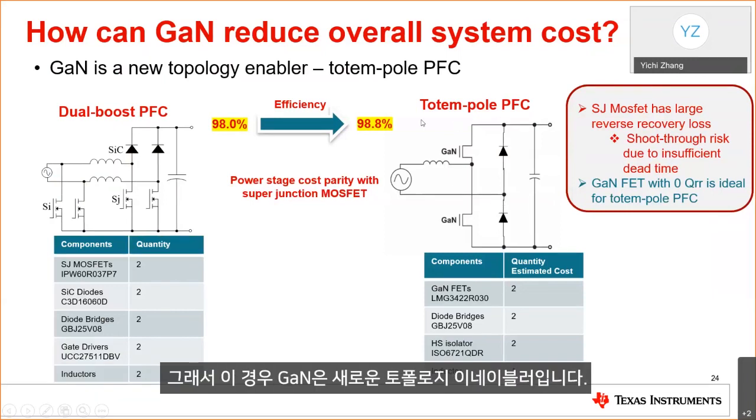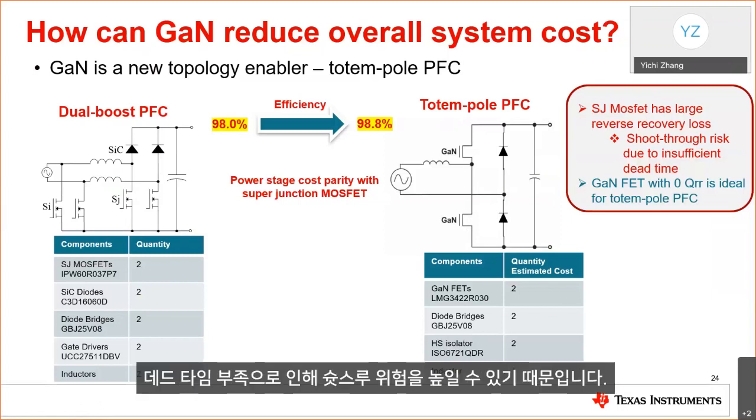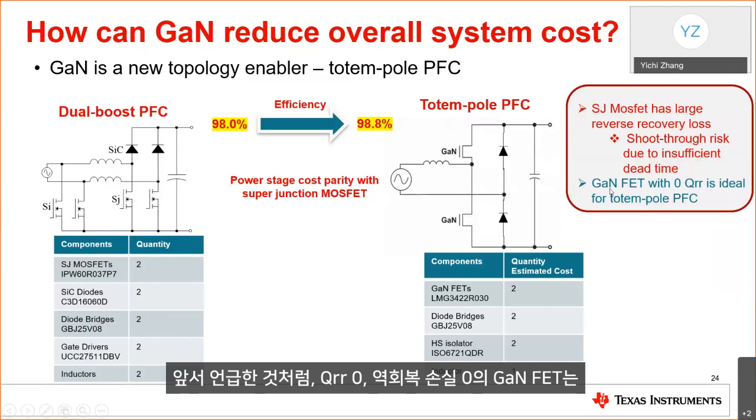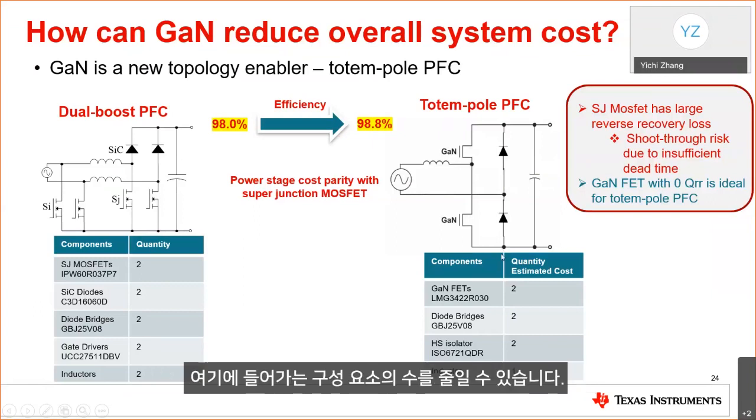In this case, GaN is a new topology enabler. GaN is really suitable for this totem pole PFC topology because super junction MOSFET has large reverse recovery loss, which can increase your shoot-through risk due to insufficient dead time. And like I mentioned before, GaN FET with zero QRR, zero reverse recovery loss, is ideal for this totem pole PFC in a half-bridge configuration. So with this new topology, you can reduce the amount of components used, as you can see in the bottom table.